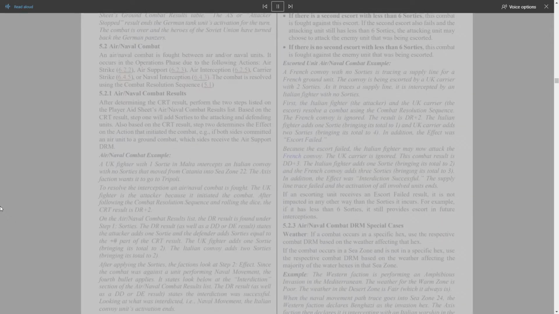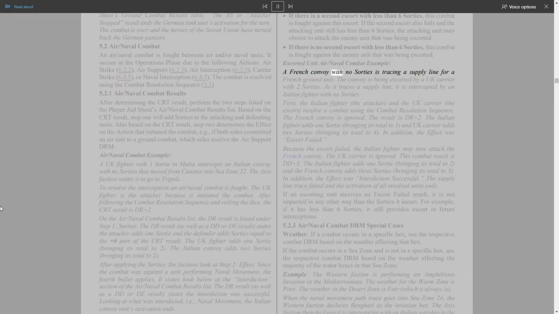If there is a second escort with less than 6 sorties, this combat is fought against this escort. If the second escort also fails, and the attacking unit still has less than 6 sorties, the attacking unit may choose to attack the enemy unit that was being escorted. If there is no second escort with less than 6 sorties, this combat is fought against the enemy unit that was being escorted. Escorted unit air naval combat example.